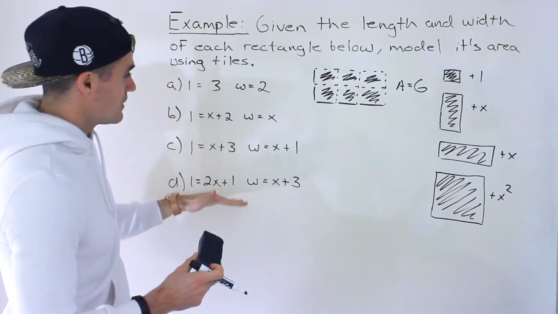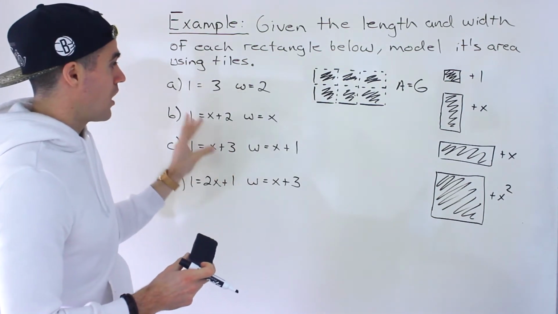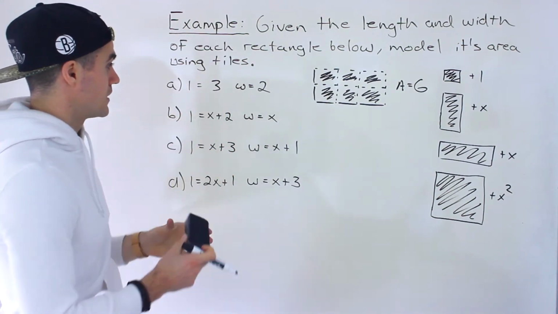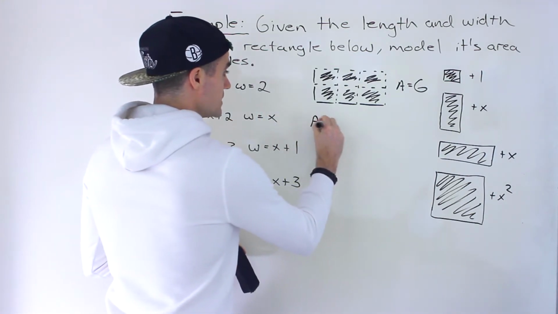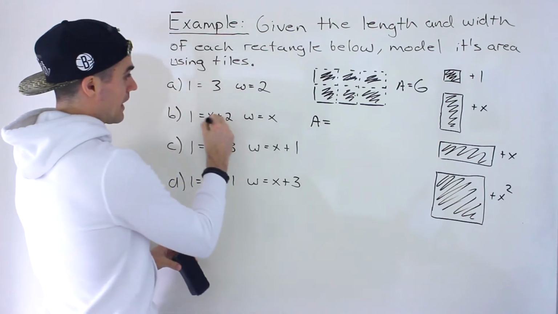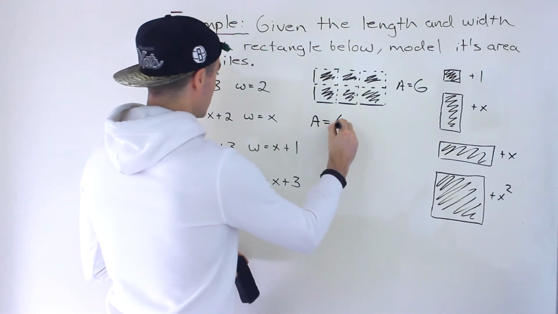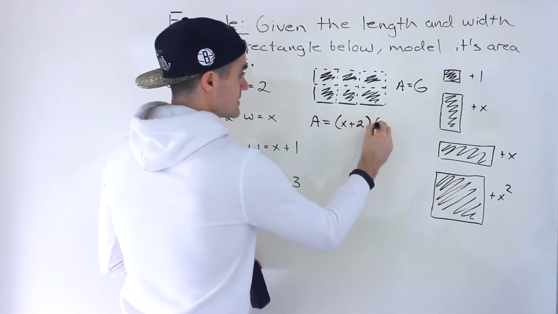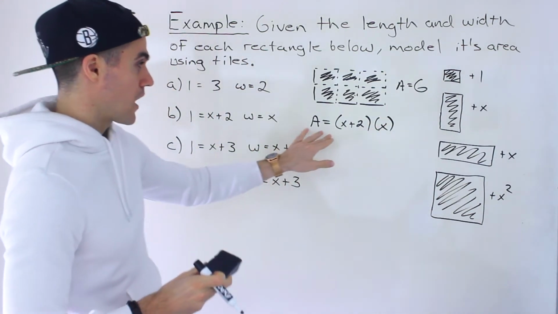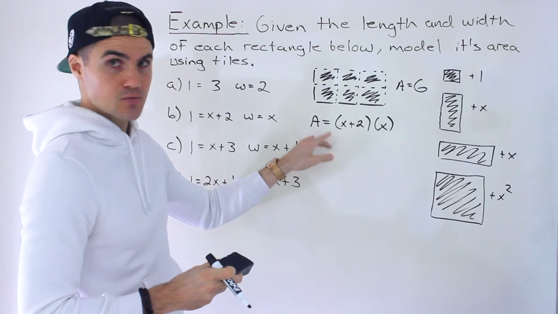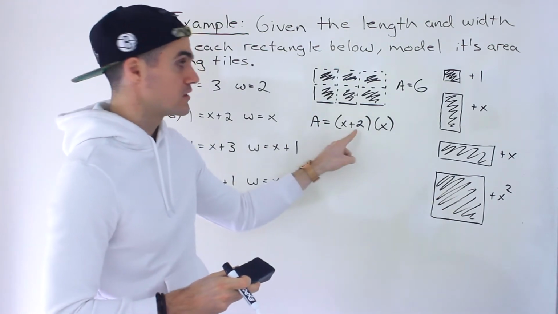But when we get to these, it's not always going to be obvious what happens, right? So notice here for part B, the area, if we did it algebraically, would be the length times the width. So we'd have x plus 2 times x. But at this point in the course, we haven't really described how to work with something like this. We haven't gone over the distributive property.